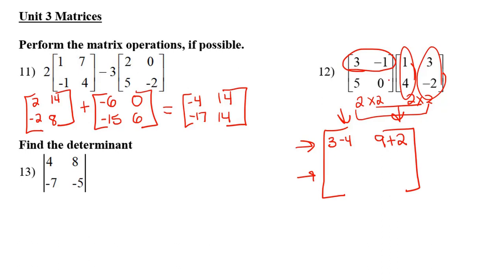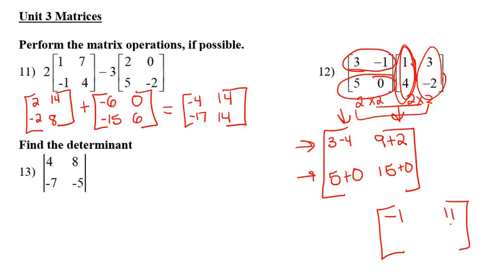I am done with this row, so now I have to go to this row, but I'm still using these columns. So 5 times 1, 0 times 4. 5 times 3, 0 times negative 2. Final answer, I'm going to actually do some math. 3 minus 4, negative 1. 9 plus 2, 11. 5 plus 0, 5. 15 plus 0, 15. That is my final answer.